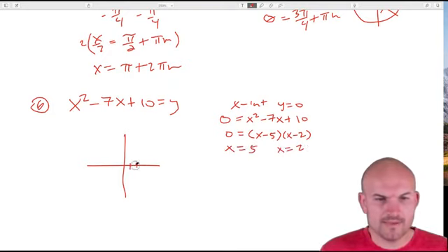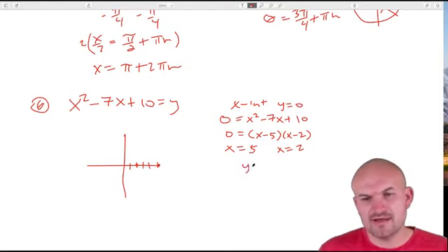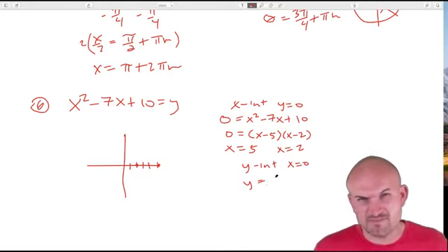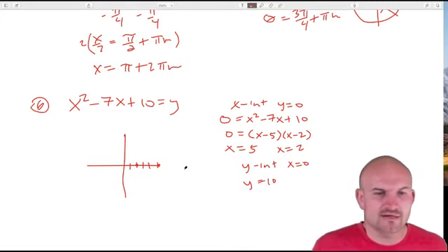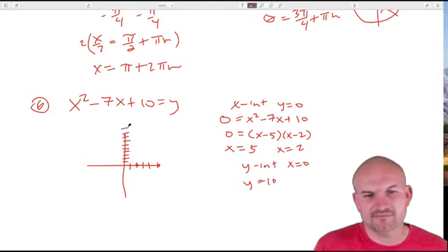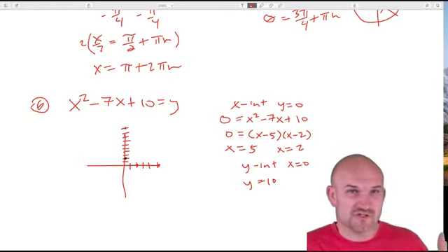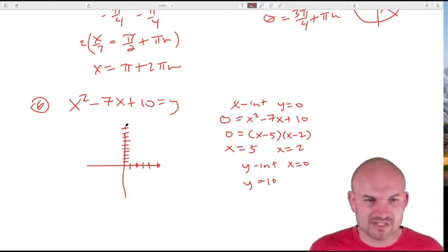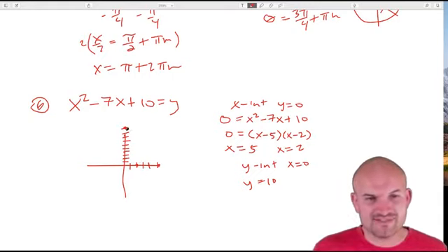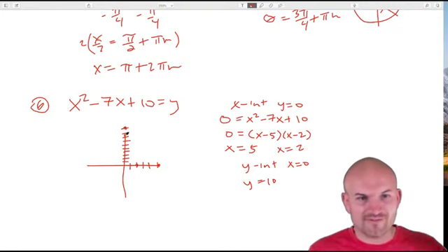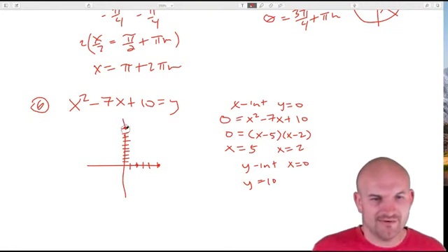So 1, 2, and 3, 4, 5. Those are my two x-intercepts. If I wanted to find my y-intercept, I'm just going to plug in x equals 0. If you remember in my previous problem, it's basically just going to be the constant, which is 10. So 1, 2, 3, 4, 5, 6, 7, 8, 9, 10. Now I don't know the vertex because, as I told you, that would be a fraction. That is a little bit more difficult to do, which I don't have time for because I'm already over 45 minutes, but that's okay.